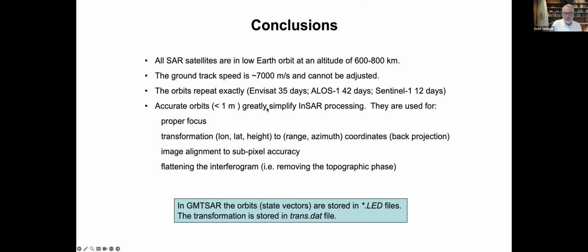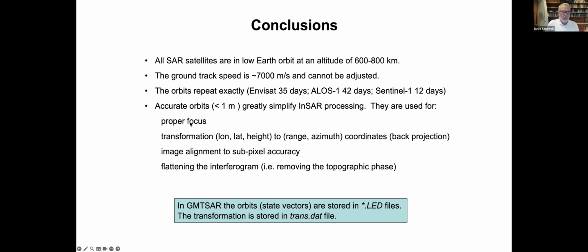Accurate orbits greatly simplify the InSAR processing. In the old days, when we got started, we didn't have accurate orbits. So we had to sort of adjust and tweak the orbits to get our SAR image to look nice and to get our interferometry to look nice. But you don't have to do that anymore because these orbits are all very accurate, sometimes better than 10 centimeters.